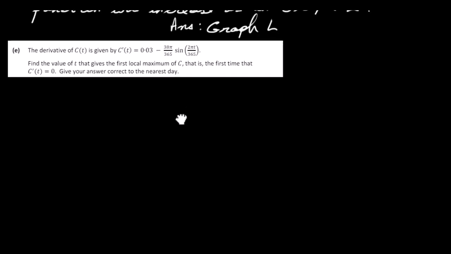Okay, so let's look at the next part then. The derivative of C of t is given by C prime t, and that's equal to 0.03 minus 38 pi over 365 sine 2 pi t over 365. Find the value of t that gives the first local maximum of C, that is the first time that C prime t is equal to 0. Give your answer correct to the nearest day.